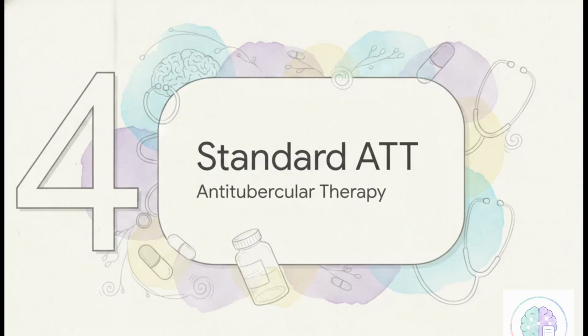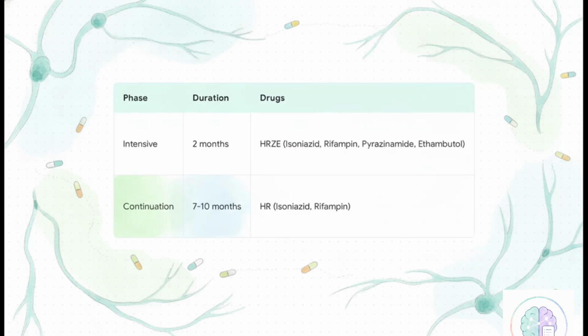All right, Section 4, Standard Antitubercular Therapy, or ATT. And this brilliantly illustrates the standard consensus protocol for susceptible strains, which is broken down into two distinct phases. The intensive phase lasts for the initial 2 months, using the oral HRZE regimen. That acronym stands for isoniazid, rifampin, pyrazinamide, and ethambutol. Then, after those 2 months, it steps down to the continuation phase for the next 7 to 10 months, relying strictly on HR, so just isoniazid and rifampin.